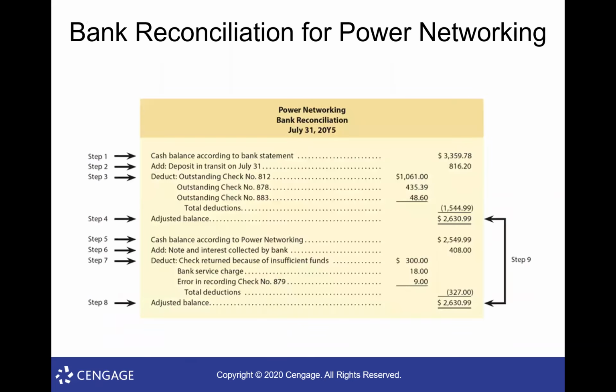So our bank reconciliation will look like this. We start with our cash balance according to the bank statement. We add the deposit in transit. Those are those funds that we deposited but weren't yet on the bank statement. We deduct the outstanding checks.